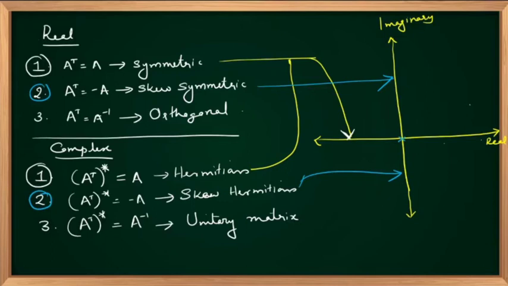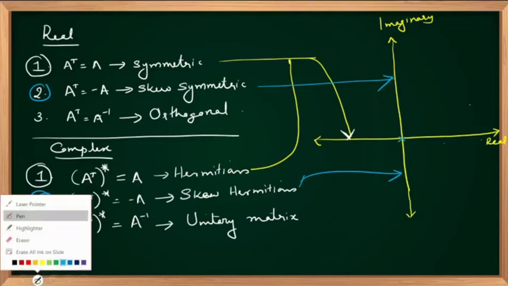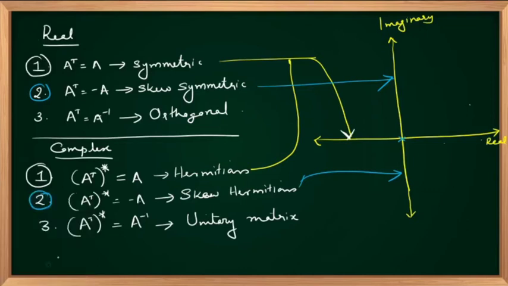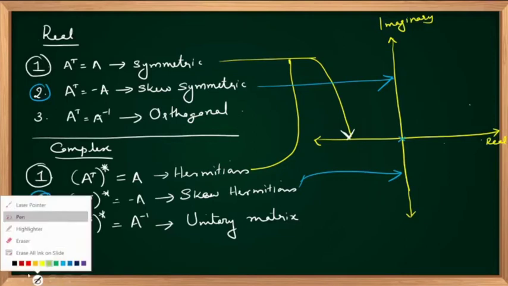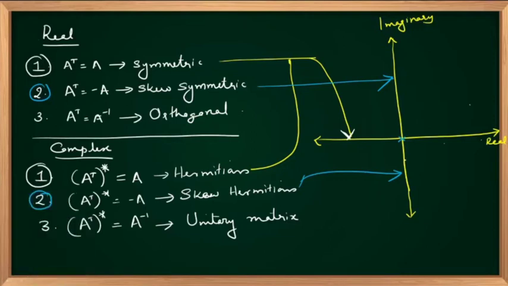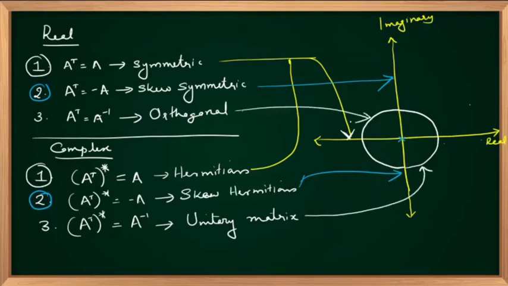Now the third class, which is a very important class, orthogonal matrices and unitary matrices. For orthogonal matrices and unitary matrices, the eigenvalues will actually lie on a unit circle. What is meant by unit circle? I will tell you. So this is the case with eigenvalues for the last case, which is orthogonal as well as unitary matrices. What is meant by unit circle?